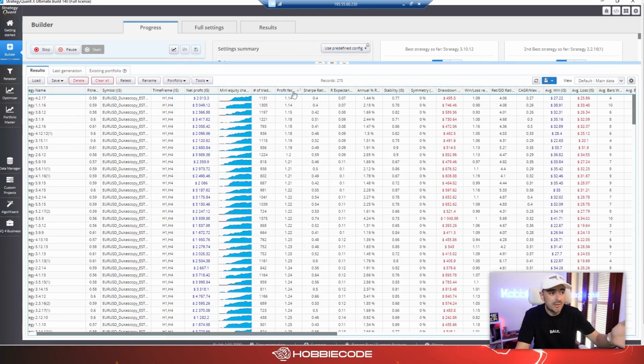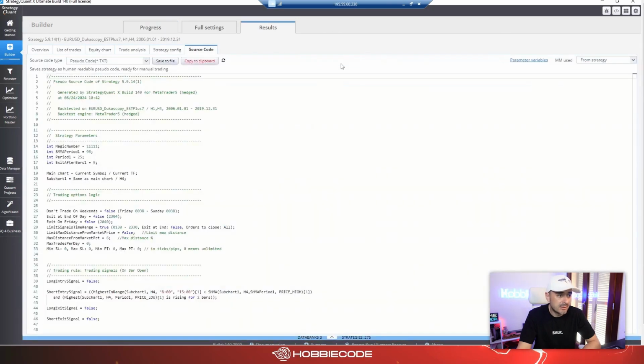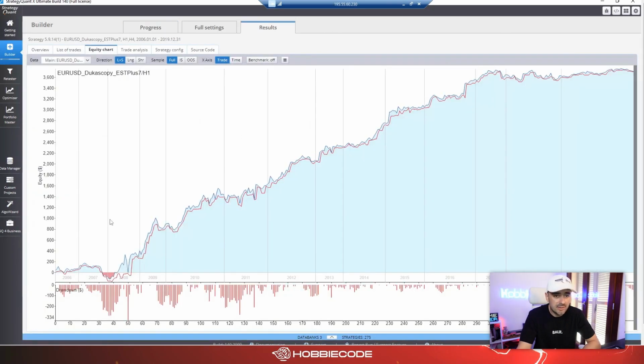Profit factor, I can sort them by profit factor here at 1.75, which is very good for this profit factor, 400 trades over all those years. I am going to open, for example, this profit factor to see what appears here so that we have an idea of the strategy from the year 2006, this is in euro-dollar, until the year 2019.